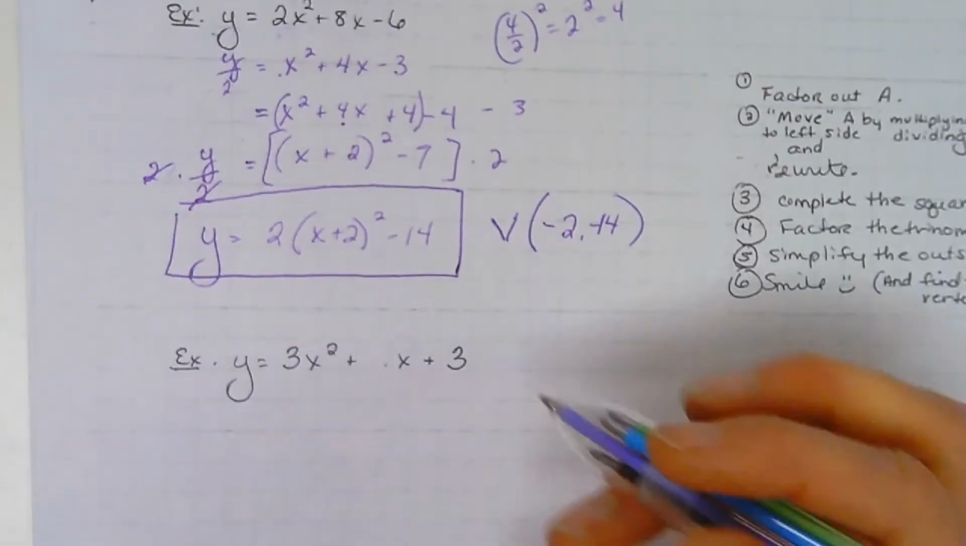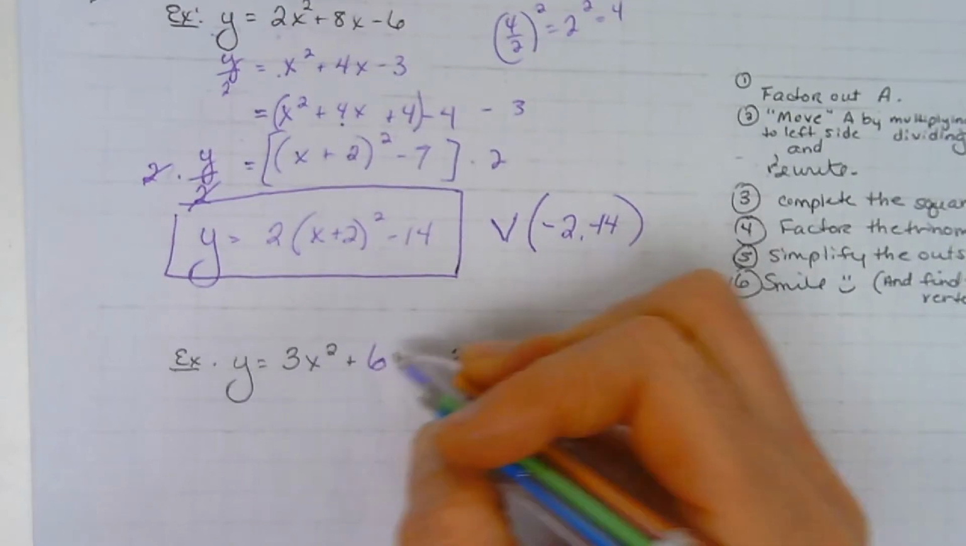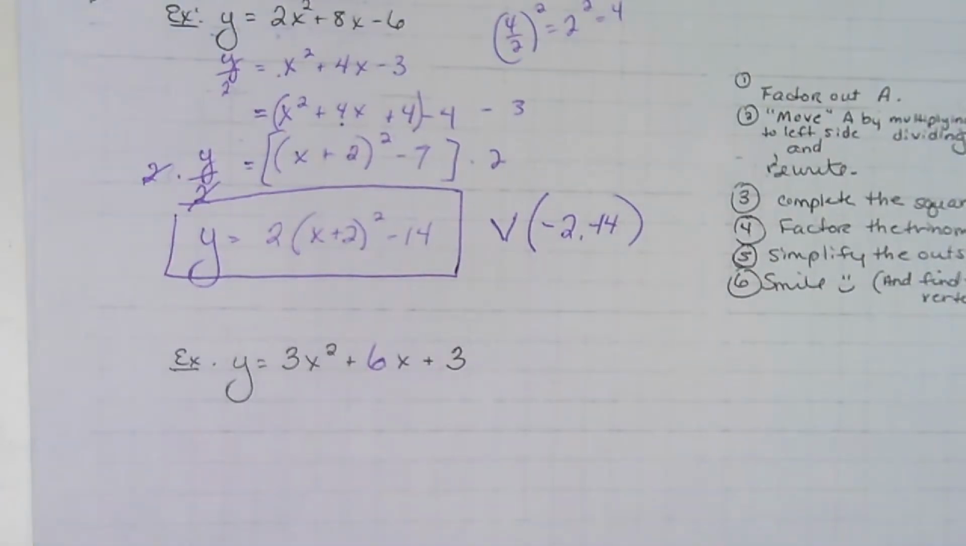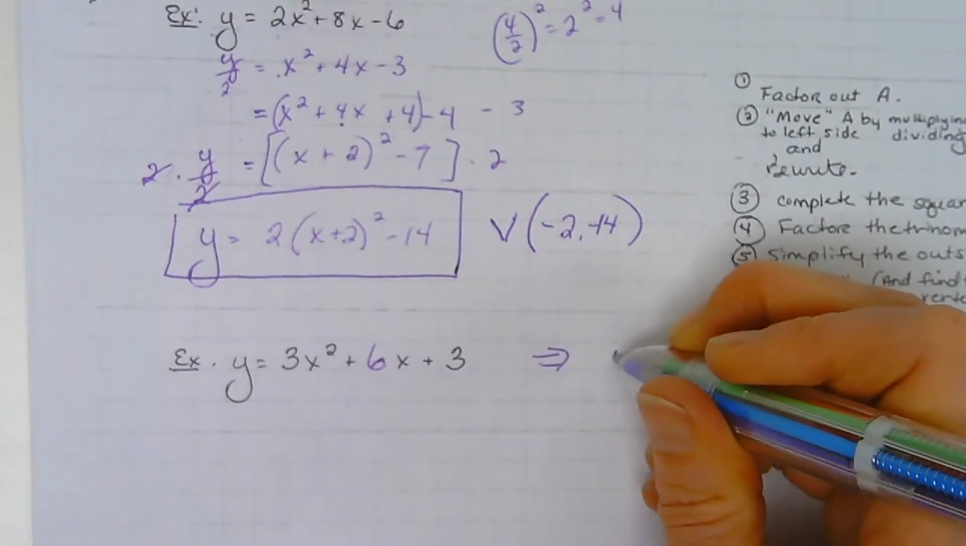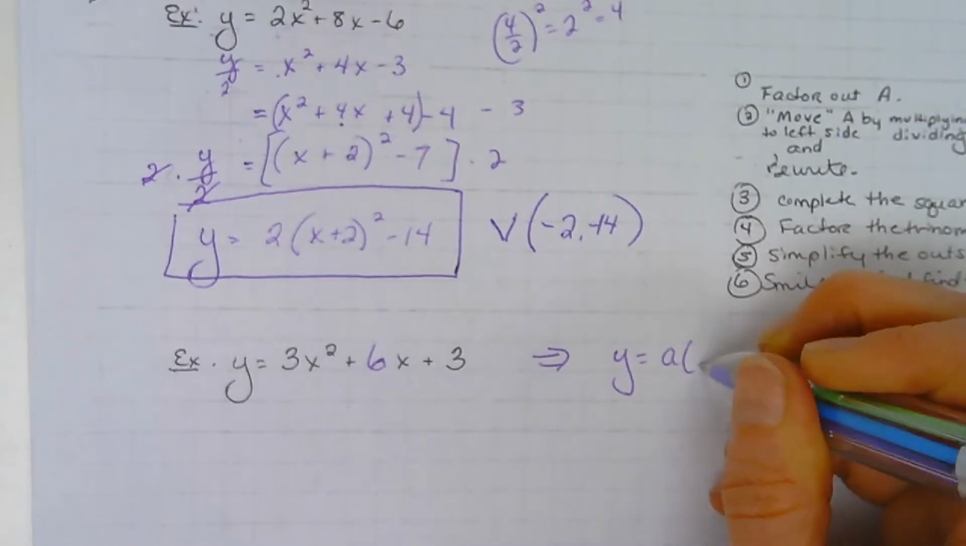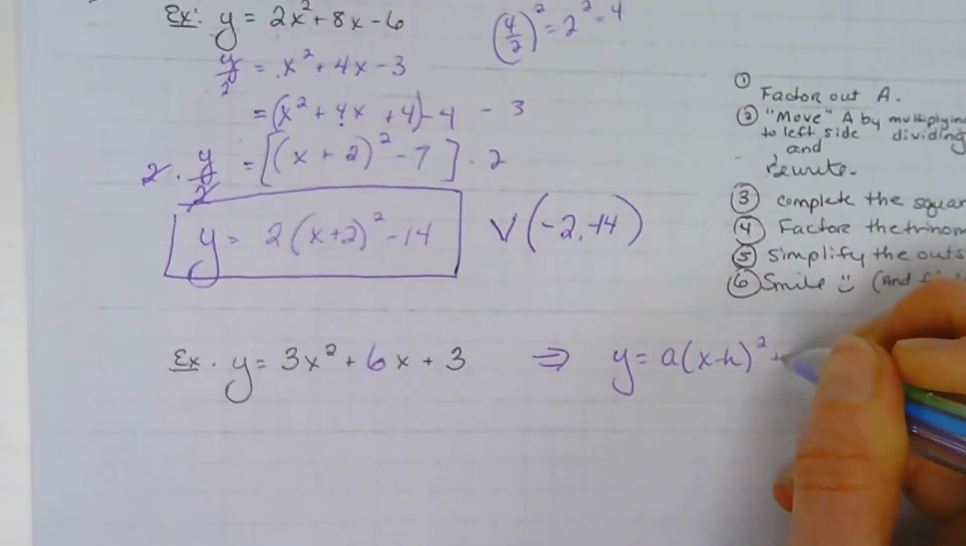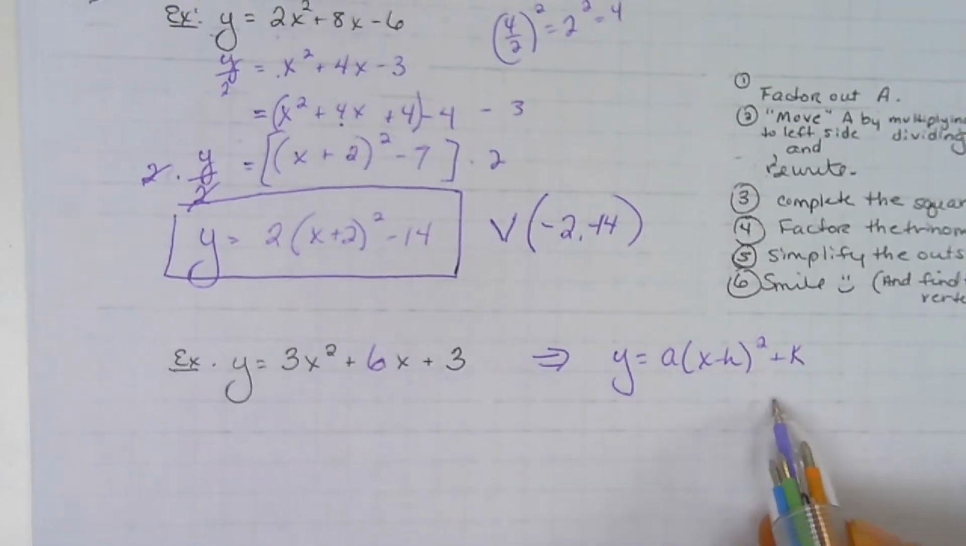Now on the notes, this should say a 6. That should be a 6. Let's try that again now. So we have 3x squared plus 6x plus 3. I'd love to put this into vertex form. You know what it looks like: y equals a times x minus h squared plus k. I'd love to put it there so I can see the vertex very quickly.